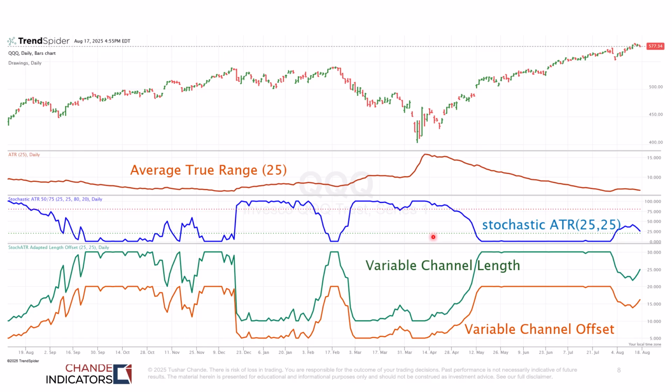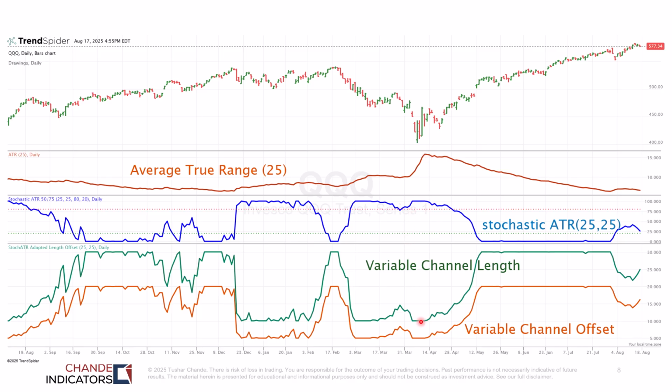Again, we have the daily data for QQQ on the topmost panel, the average true range from the previous slide, the stochastic ATR from the previous slide, and now we've taken the stochastic ATR and converted it into days or length, since we're using daily data, using the computation where the green line is a variable length that varies from say 10 days to 30 days, and the orange line is the variable offset, which goes from 5 days to 20 days. Now see what happens when we had the big sell-off and the range is peaking, the stochastic value is also peaking, and so the opposite happens here.